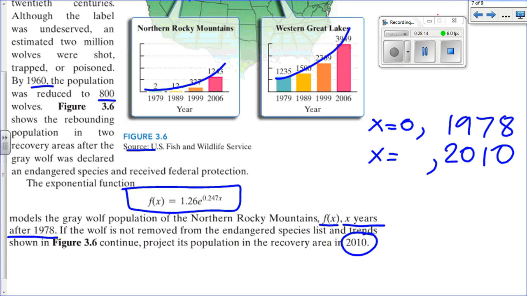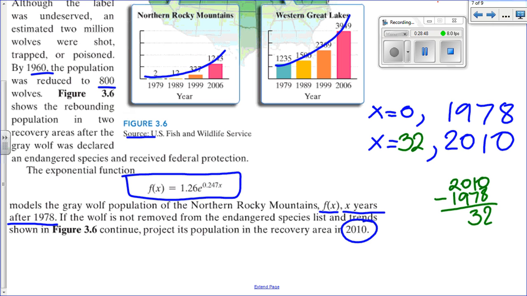Michelle, what do you think? Well, think about it. You subtract 1978. Very good. So you subtract to get the difference, and what do you get? 32. Okay, so that means that we need to find the population, or f of 32, so 32 years after 1978.